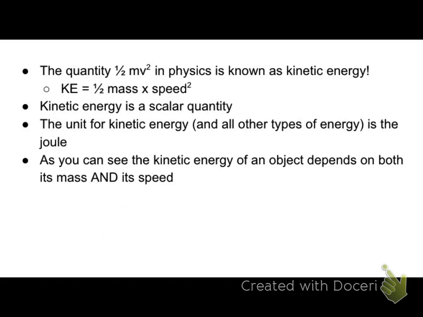As you can see, kinetic energy of an object depends both on that object's mass and on that object's speed. So if you have two objects that are traveling at the same speed, but one is more massive than the other, the one with more mass will have more kinetic energy, which you can understand as a concept if you've ever stood in the path of a tennis ball versus a baseball, right? One of those has more mass, and as a result has more energy, and as a result you feel the impact from it a lot more significantly.